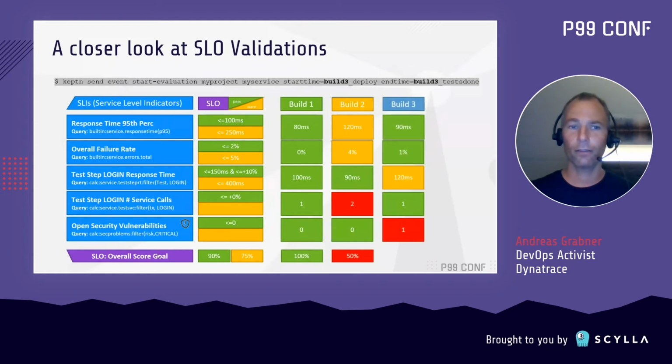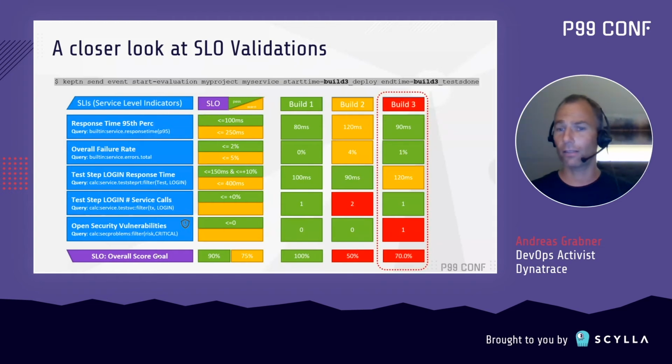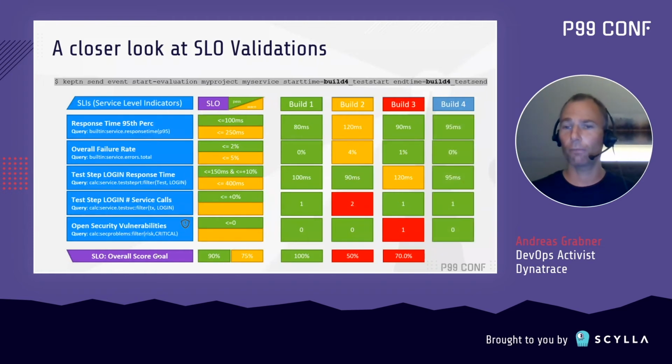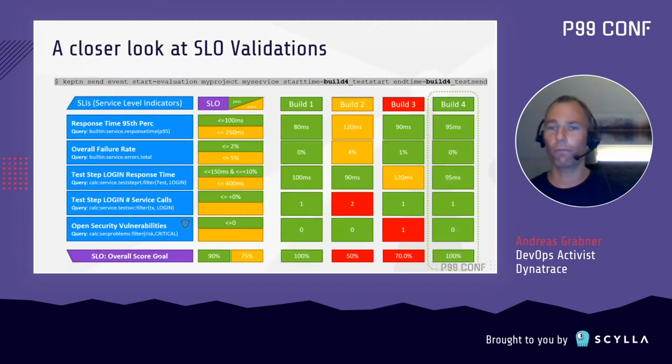Build number 3, the developer fixes the thing right away. Performance is great again, the number of service calls is back to 1, but all of a sudden they introduced a security vulnerability, because this is not only for performance or architectural metrics, but you can also pull in your security scans. Did you find a vulnerability? In this case, you're getting penalized. It's not enough. But the good news is the developer gets immediate feedback, fixes the problem right away, runs another pipeline, and hopefully then everything is safe and sound.